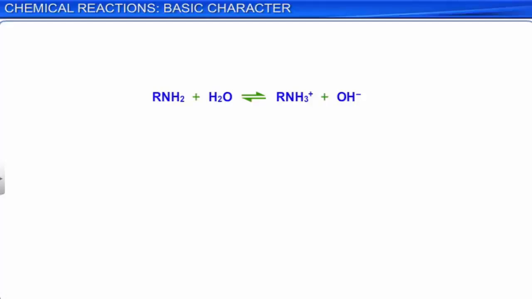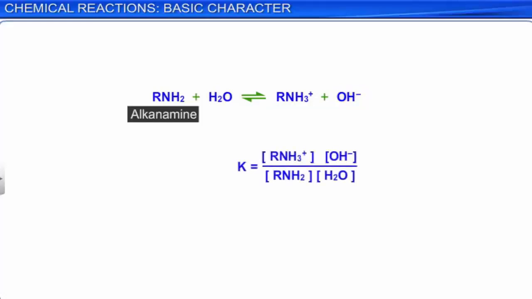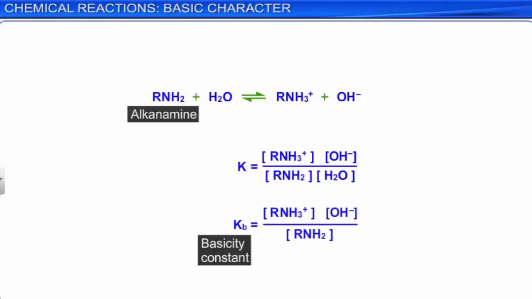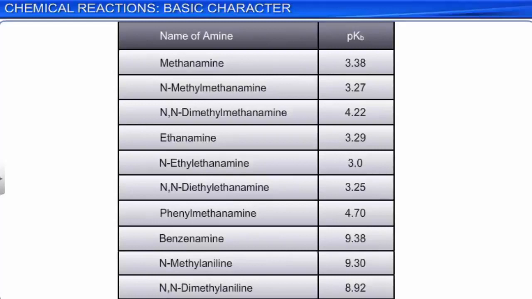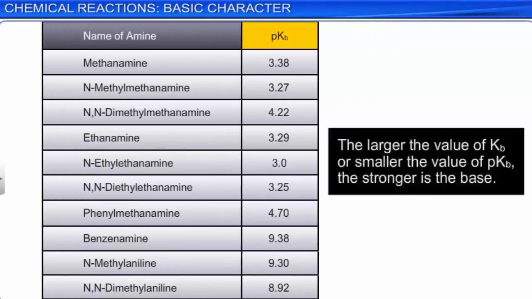For example, an alkanamine combines with water to produce hydroxyl ions as shown in the equation here. By applying the law of mass action to the equation, the base dissociation constant or basicity constant Kb equals the product of molar concentrations of RNH3+ and OH- divided by RNH2. You get an idea of the relative basic strength of amines from their Kb or pKb values. The larger the value of Kb or smaller the value of pKb, the stronger is the base.